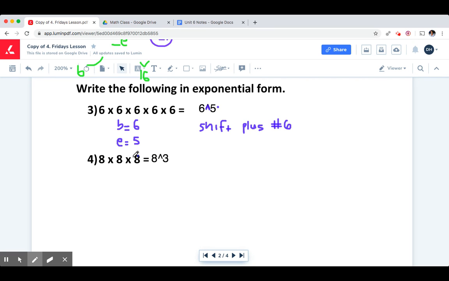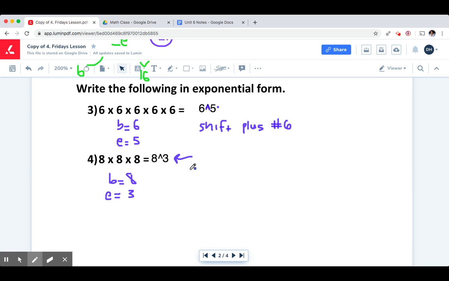8 times 8 times 8. 8 is the base because 8 is being multiplied by itself repeatedly. To figure out our exponent, we ask ourselves, how many times is 8 being multiplied? 1, 2, 3. Our exponent is 3, so the exponential form would be 8 to the power of 3. And since I'm typing, I did 8 with the arrow 3.